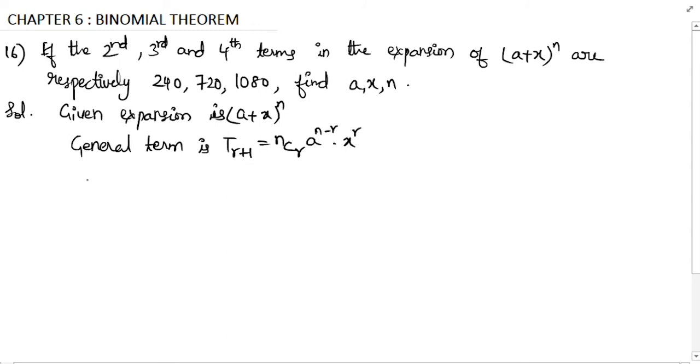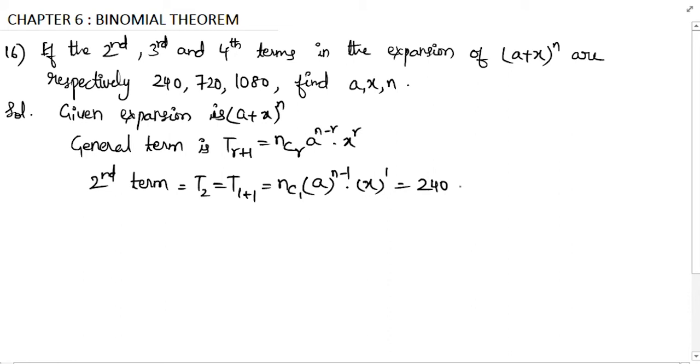Okay, then with this we'll find the second term. The second term, that is T2 = T(1+1) = nC1 a^(n-1) x^1, that is equal to 240. This is our first equation. We'll consider that as 1.